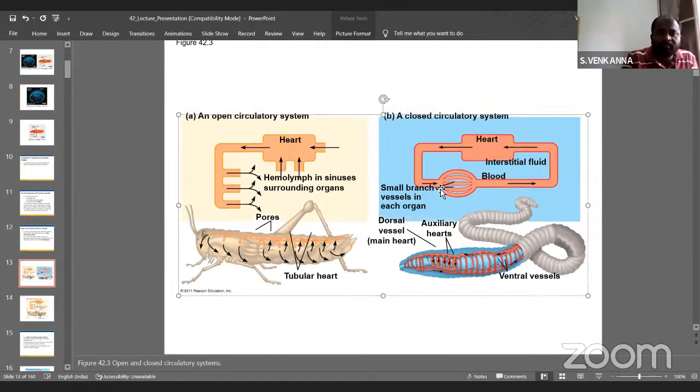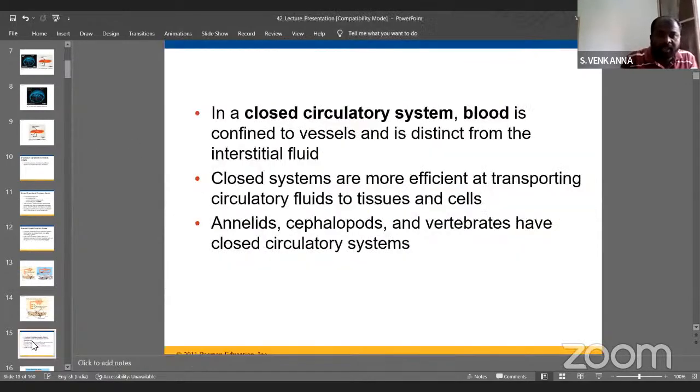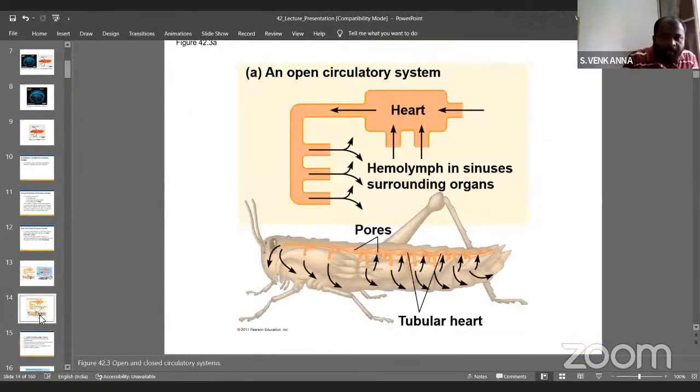The next slide. See, this is the clear image of an open circulatory system: heart, hemolymph, surrounding organs, directly bathing the organs, the pores, like that, the tubular heart in insects. Insects belong to phylum Arthropoda.